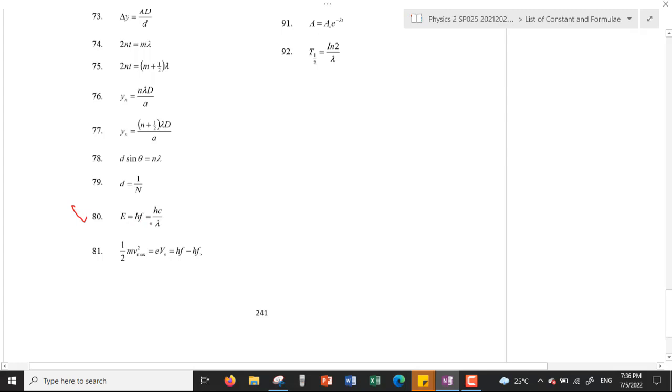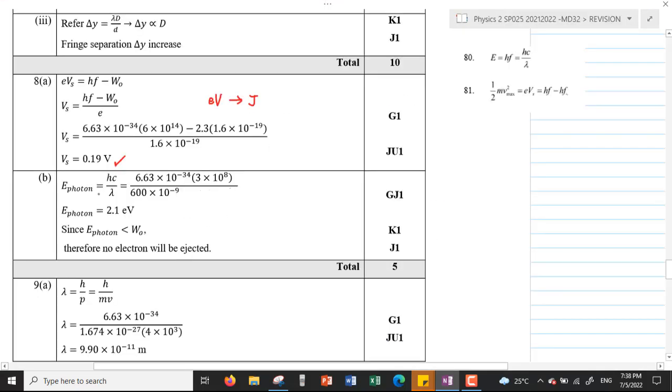E is hf or equal to hc over lambda. Okay, so we use equation 80. Energy of the photon is hc over lambda. So we have 6.63 to the power of negative 34 times c, speed of light 3 to the power of 8, divide by the wavelength 600 nanometer, so times 10 to the negative 9 meter. So when I do the calculation, I get the energy of the photon is 3.315 to the power of negative 19 joule.